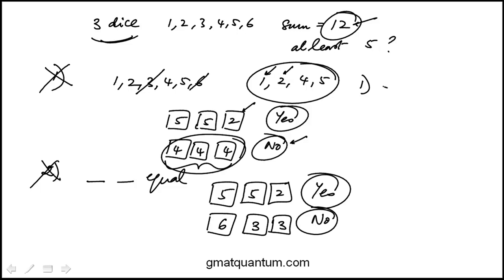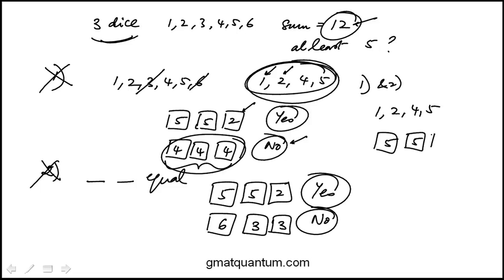Now, if I combine 1 and 2, I know that I have to choose between 1, 2, 4, and 5. I also need the sum to be 12. So again, I know 5 and 5 is 10, plus 2 is 12. This example would work. That would be a yes.